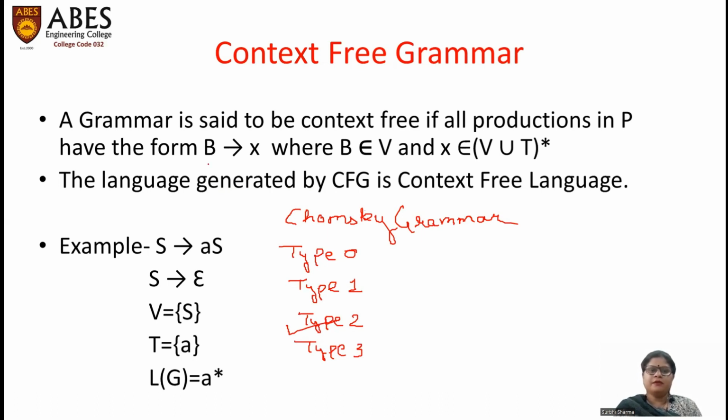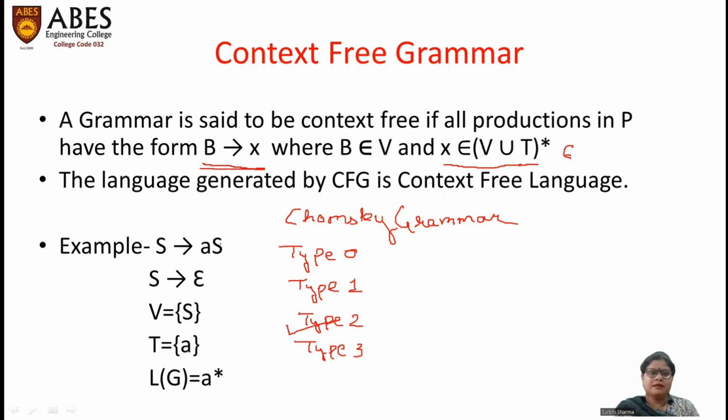Now, how can we identify whether a grammar is context-free grammar or not? For that, we have to remember this form that I've written here. There will be only one variable on the left-hand side, right? It is written here that B belongs to the set capital V. So it will be a variable every time on the left-hand side, and on the right-hand side it can be a combination of variables and terminals. So it is written that X belongs to (V union T) closure. And if we are writing closure, that means epsilon is also included here.